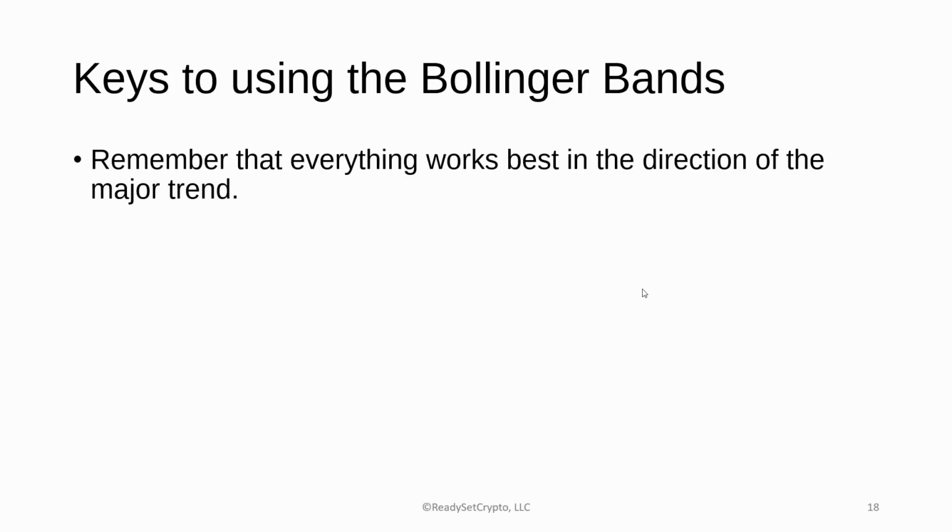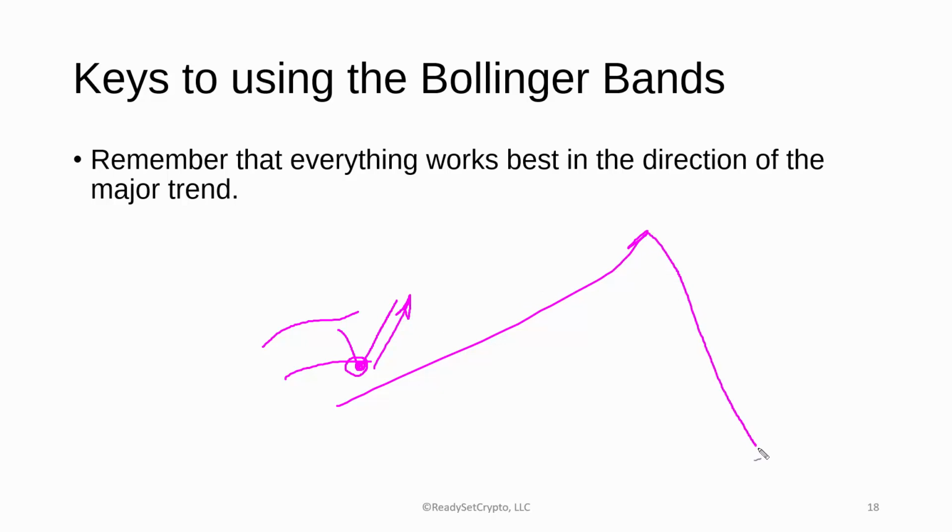Some keys to using the Bollinger Bands is that, remember, everything works best in the direction of the major trend. So if we have a major trend working to the upside, what we're going to look for is when the price hits the bands and goes outside of the bands to the downside. That's going to be the signal that we want to see, because if the price is pulled back too far too fast to the downside, we're going to get that slingshot type movement back up to the upside. And we can see exactly the opposite thing if the price is moving overall to the downside. Anything that pops outside of the upper Bollinger Band is very likely to get sold back down again.